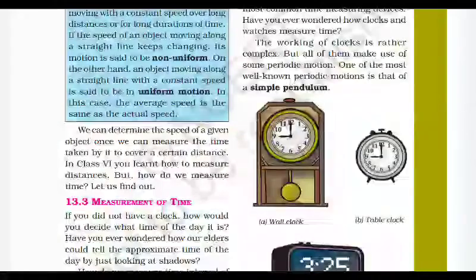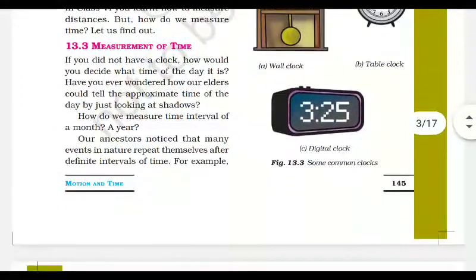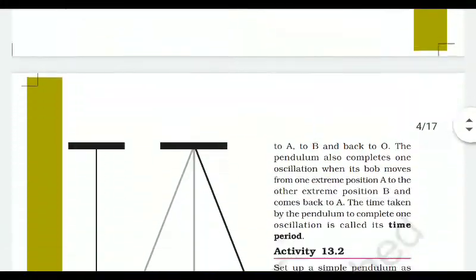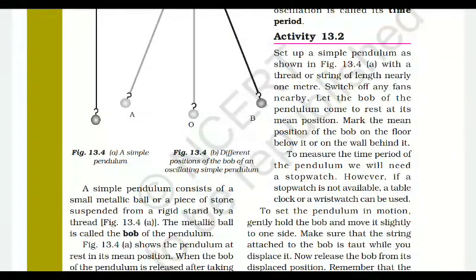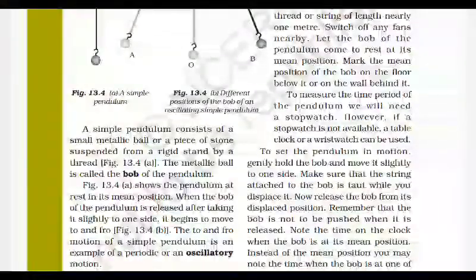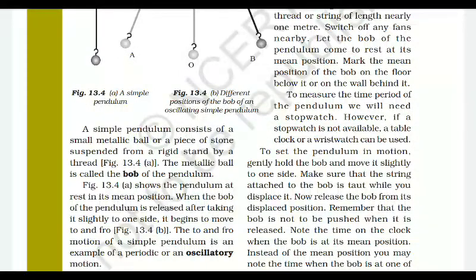So, the wall clock has the pendulum in it, and we have seen that it shows periodic motion. A simple pendulum consists of a small metallic ball or a piece of stone suspended from a rigid stand by a thread. The metallic ball is called the bob of the pendulum. It shows the pendulum at rest in its mean position. When the bob of the pendulum is released after taking it slightly to one side, it begins to move to and fro. The to and fro motion of a simple pendulum is an example of periodic or oscillatory motion.